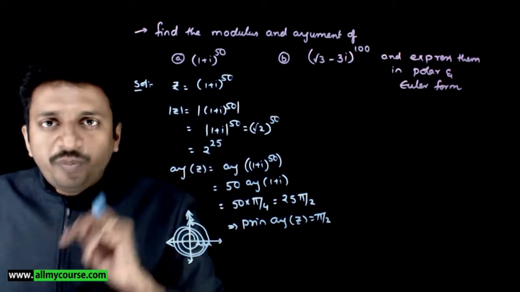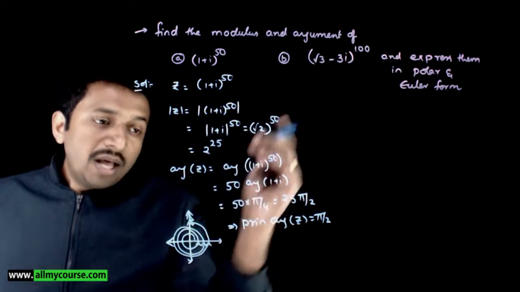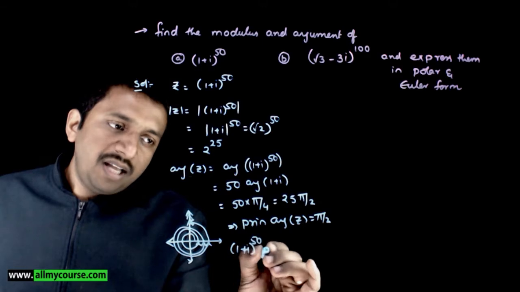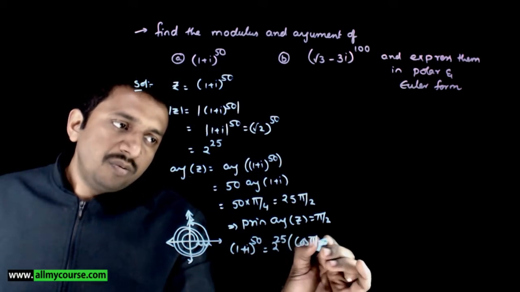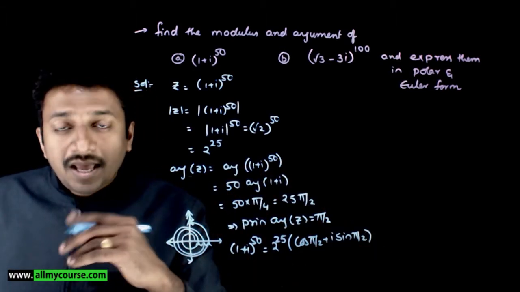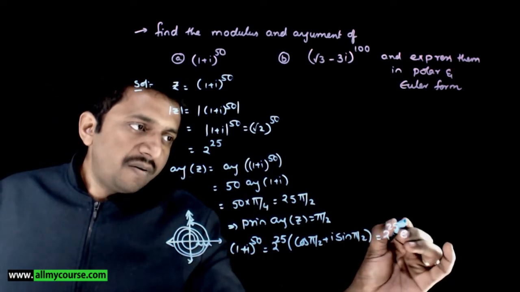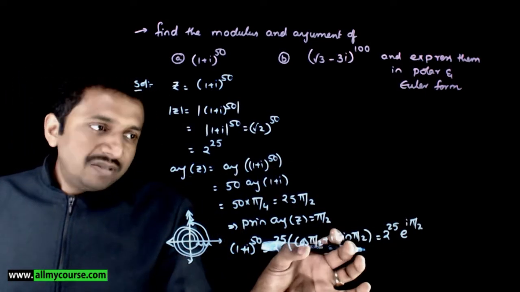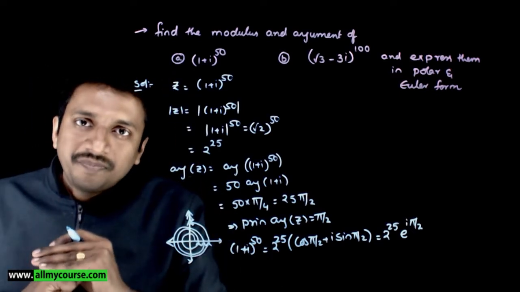So the mod is 2 power 25. The argument is pi by 2. Hence, the polar form of (1 plus i) whole power 50 is nothing but 2 power 25 times (cos pi by 2 plus i sin pi by 2). And the corresponding Euler form is 2 power 25 times e power i pi by 2. So I hope the working is quite clear.